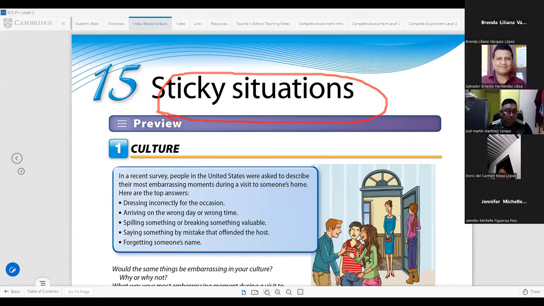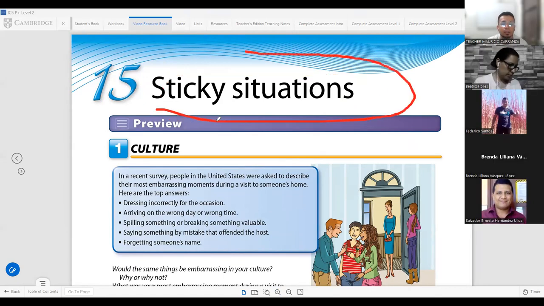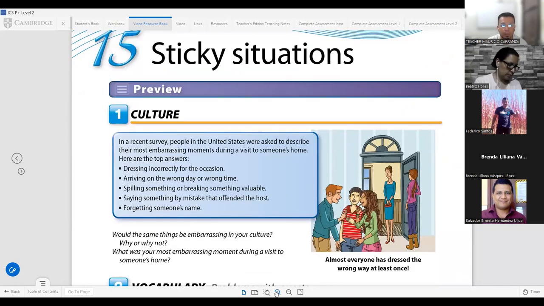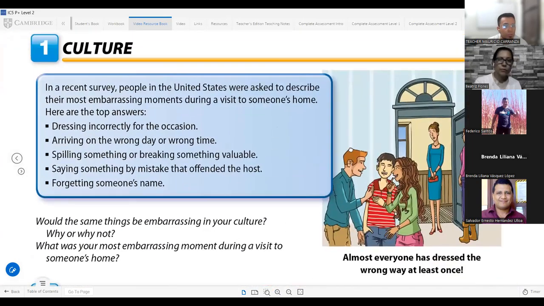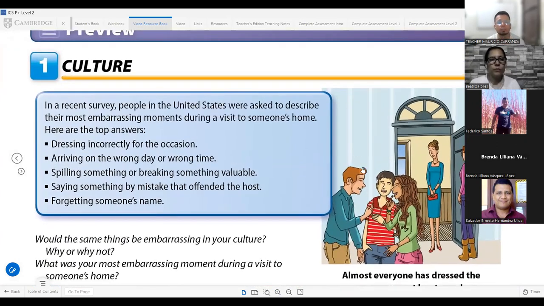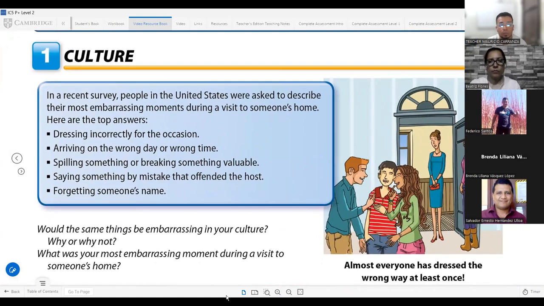Yeah, that's correct, Lily. It can be an uncomfortable or difficult situation. Yes, that's what a sticky situation is. Very good. So we're gonna read a little bit about it. It says culture. We're gonna check what they say about it. Remember, these books, the Interchange, are related to United States society. So we learn a little bit about the culture in the US.